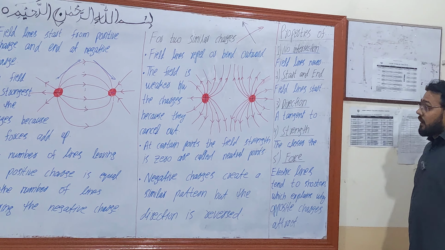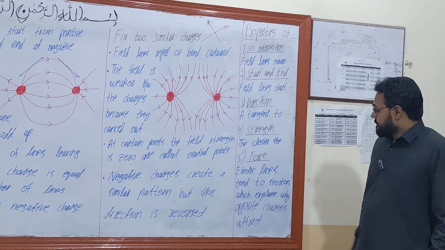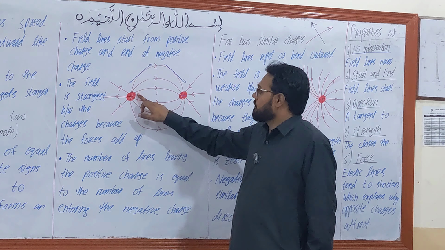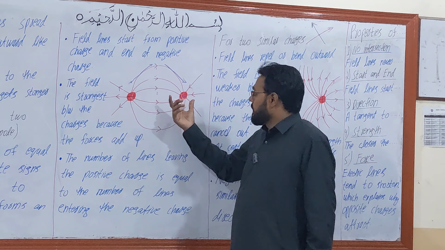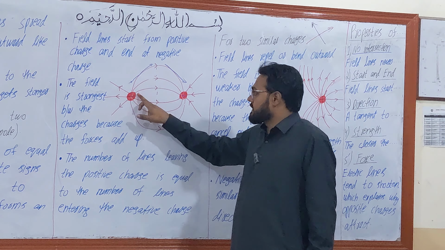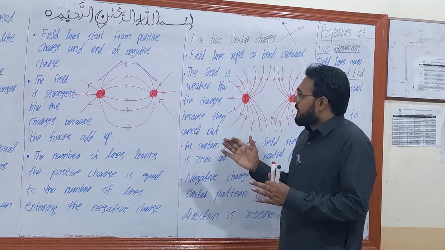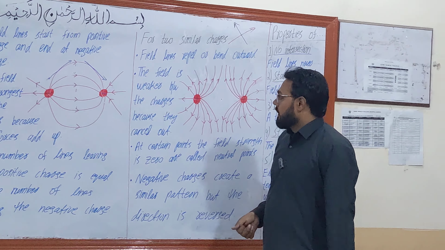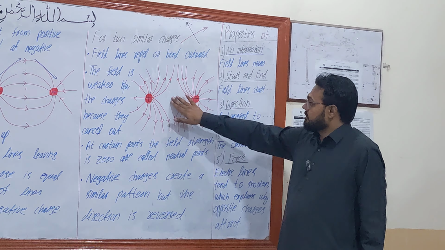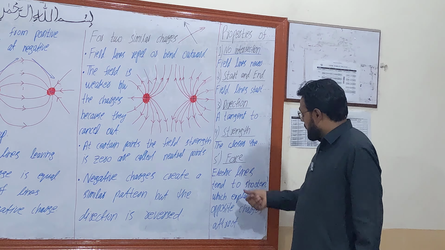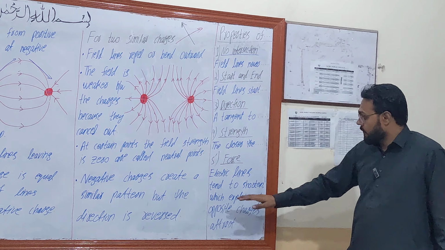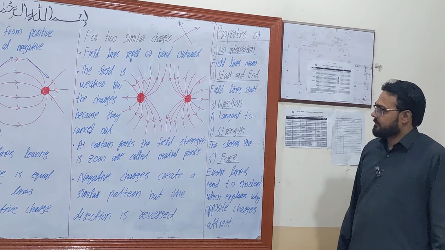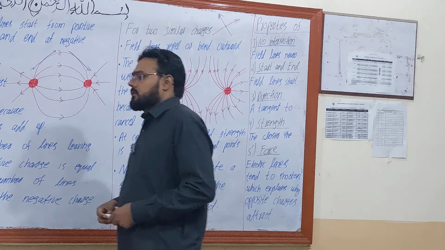Force. Electric field lines attract each other. That's why they're moving towards each other and field lines become shortened. It means there is a force of attraction, and here the force is repulsion between the like charges. The electric field lines tend to shorten, which explains why opposite charges attract. That's all about field lines.